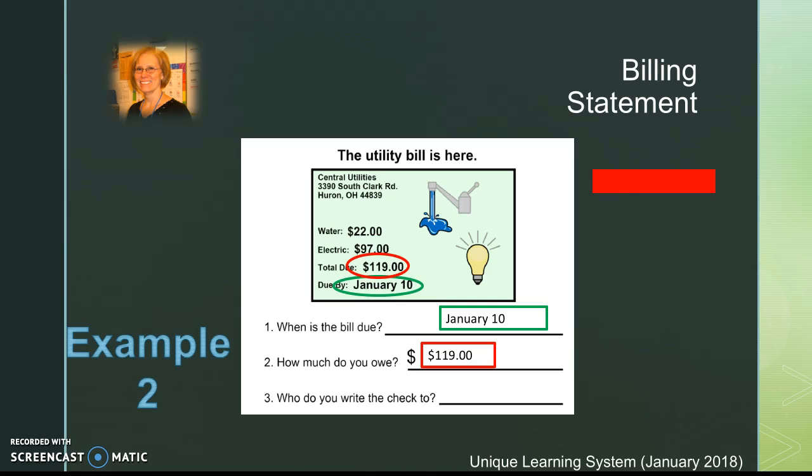Question number 3. Who do you write the check to? Point to the name of the company that sent the bill. If you pointed to Central Utilities, you are correct. If not, find Central Utilities and point to the information. Circle the company name using your blue pencil. Now answer the question by writing the company in blue.